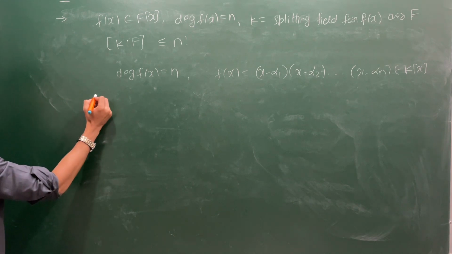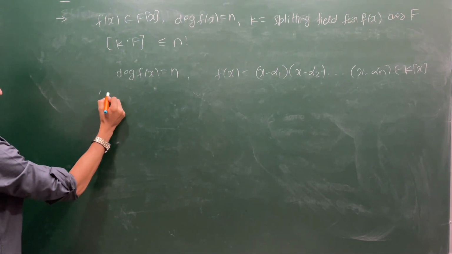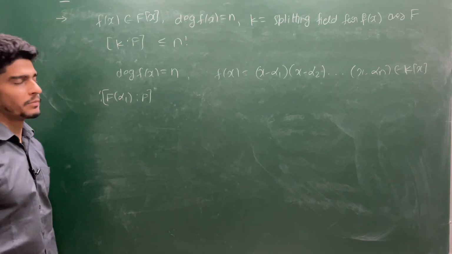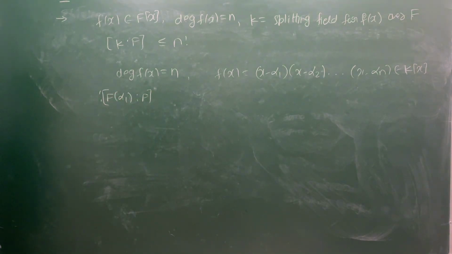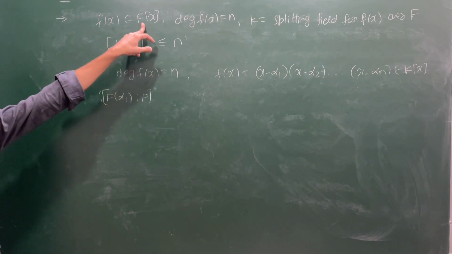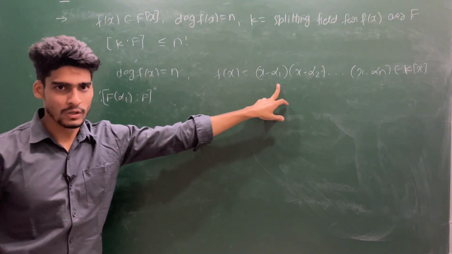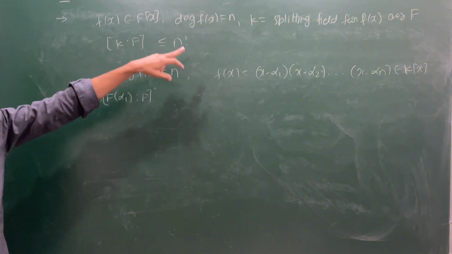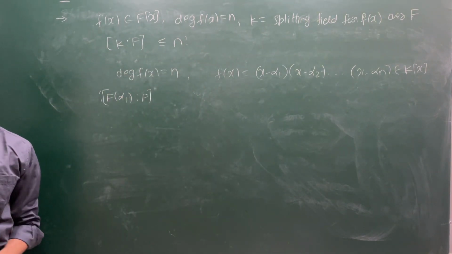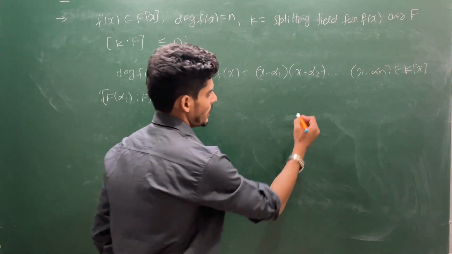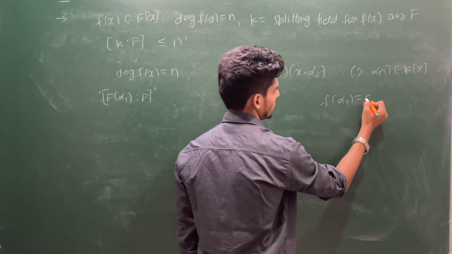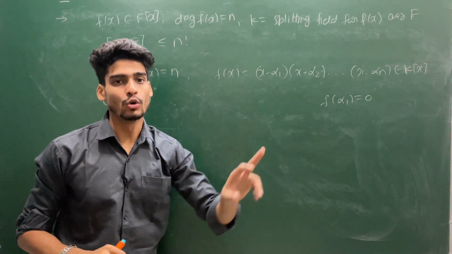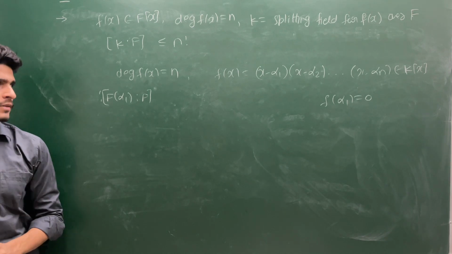What can you say about F(alpha 1) over F? What can be the degree of this? Because this f(x) you are defining over F. If alpha 1 is a root of this polynomial, alpha 1 is satisfying an n degree polynomial, because f(alpha 1) is 0 and the degree of f is n. So alpha 1 is a root of an n degree polynomial.